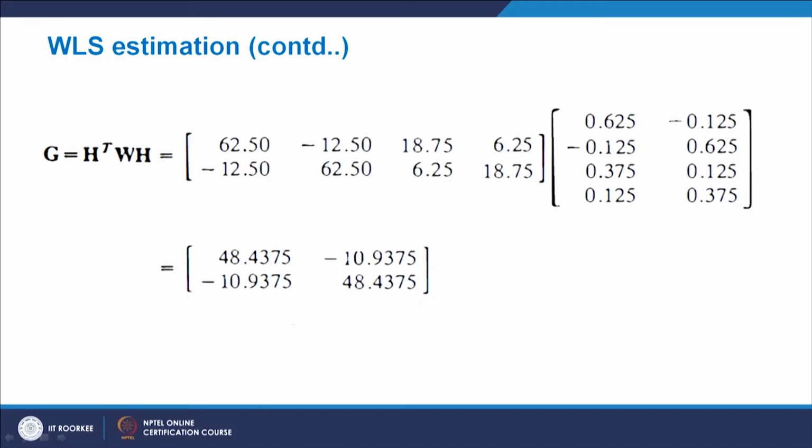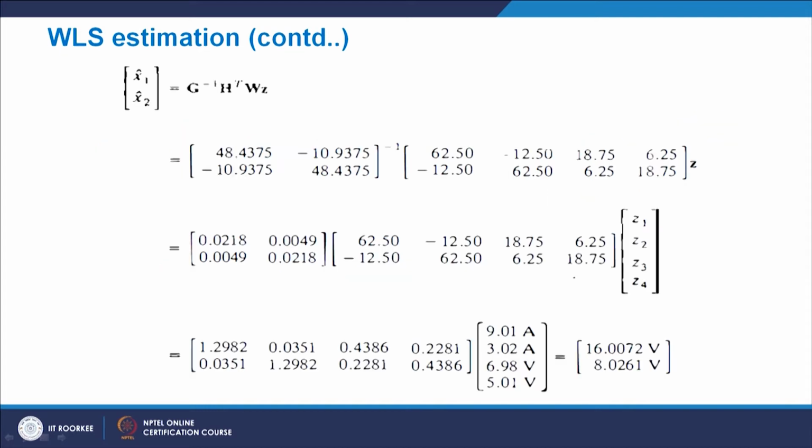One thing we need to understand is that it is a symmetric matrix. How do I prove that this G matrix is symmetric? We can show it very easily: G is equal to H transpose W H, and if I take its transpose, we ultimately get back the same thing. So, G is indeed a symmetric matrix.